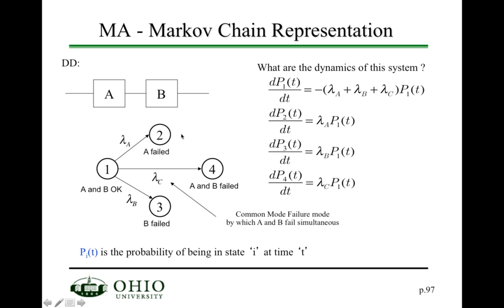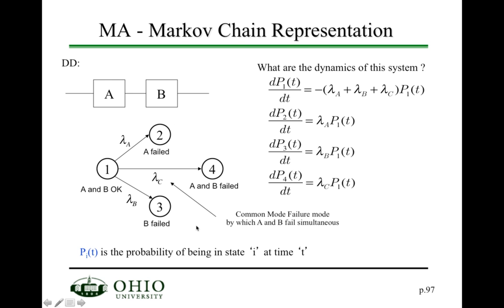Now, what about P2? P2 is only going to increase over time, because it gets the transitions from state 1 to state 2 at a rate of lambda A. So that means that the derivative of P2 is going to be lambda A times P1: the probability that you're in state 1 times the transition rate from state 1 to state 2. So what you're seeing is that I just defined a set of differential equations to describe the dynamics of this Markov chain.